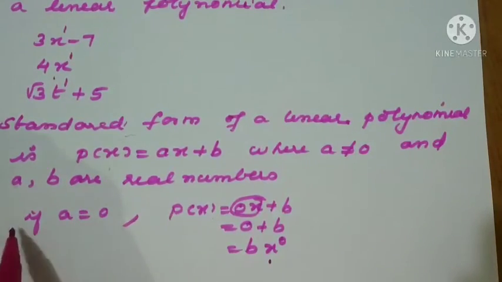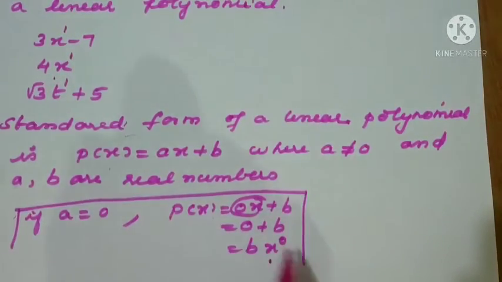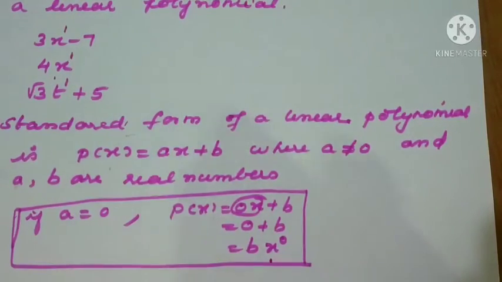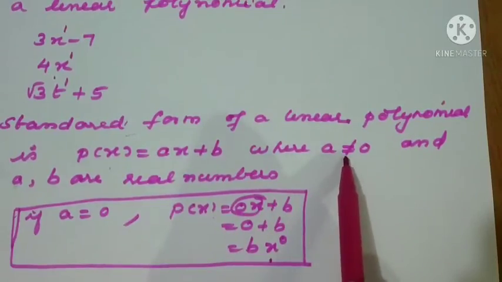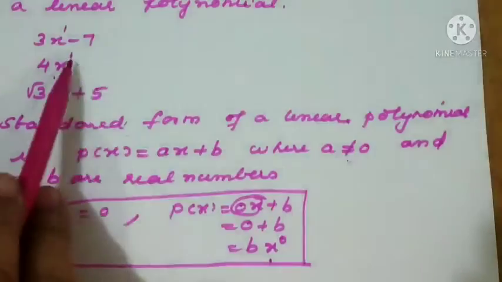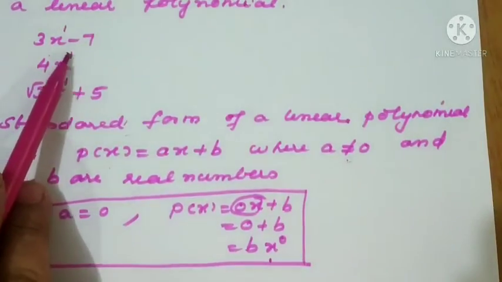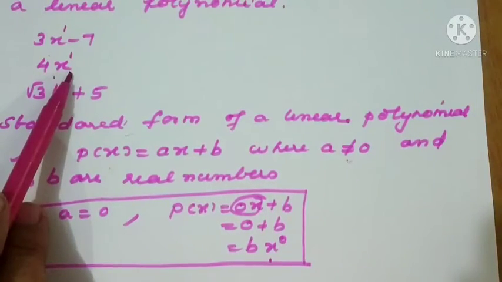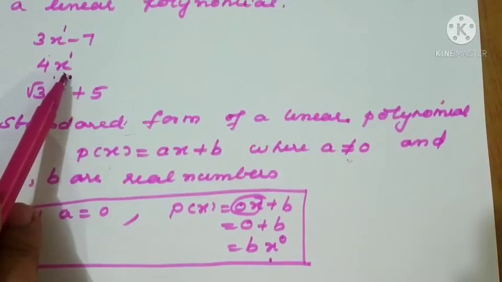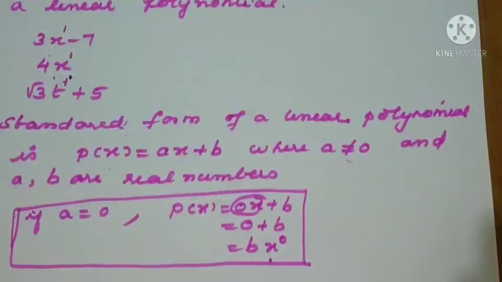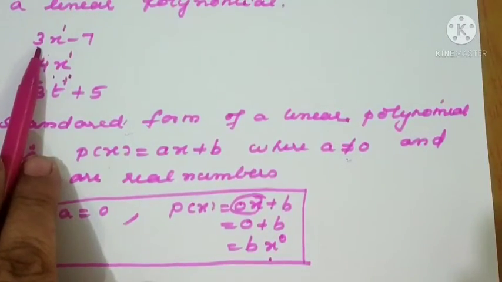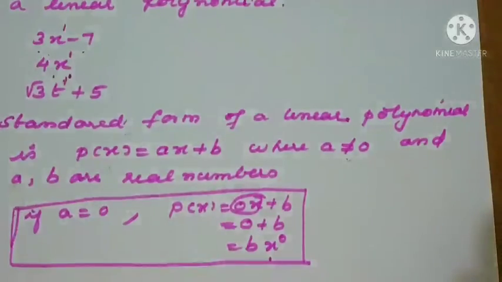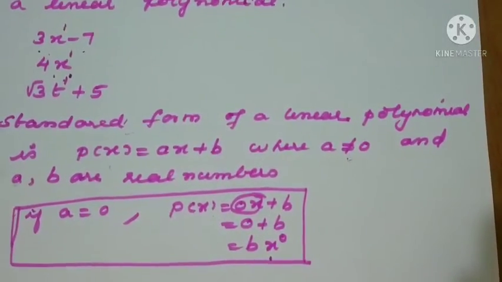If a equal to 0, it is not possible to have a linear polynomial of the form ax plus b. That means a should be there. That is why we are telling that a not equal to 0. While seeing the example, we have seen that 4x is also possible for a linear polynomial. Why? That is having only the power 1. So here 3x minus 7 also, if instead of 3 it is 0, minus 7 only will come. That is not an example for a linear polynomial.